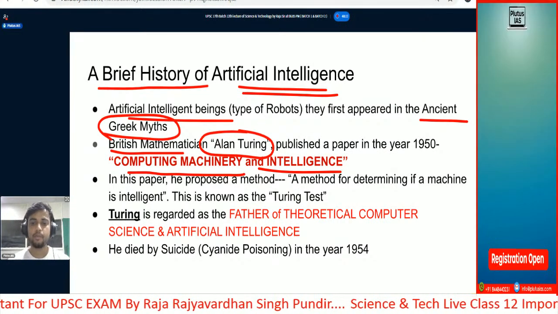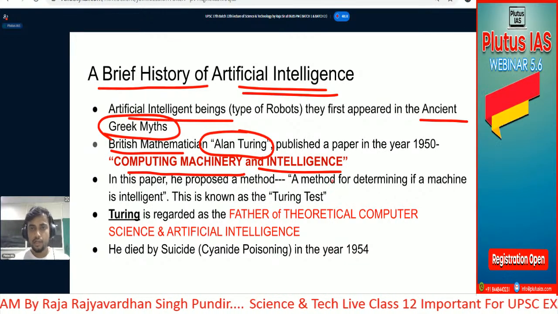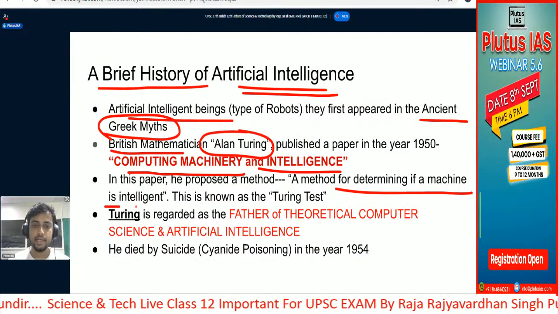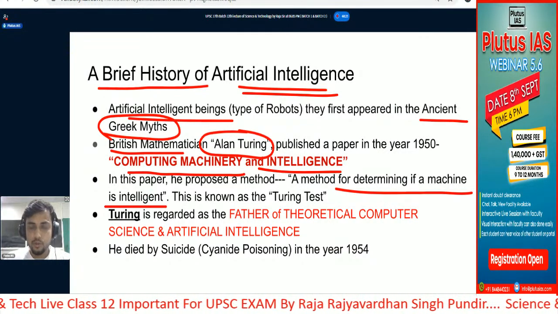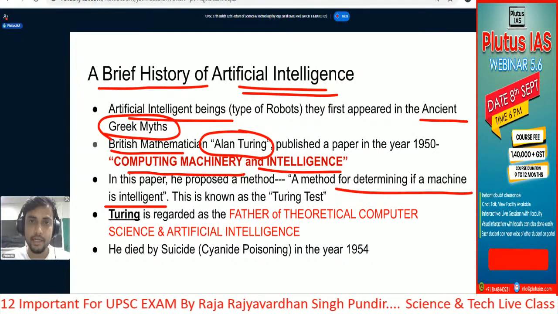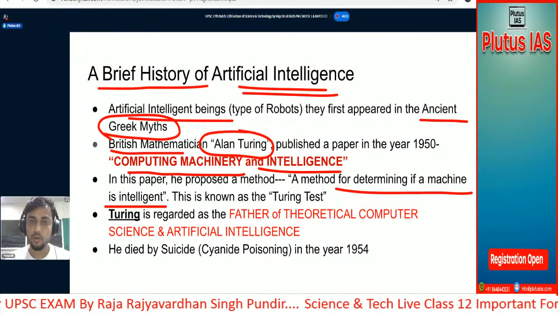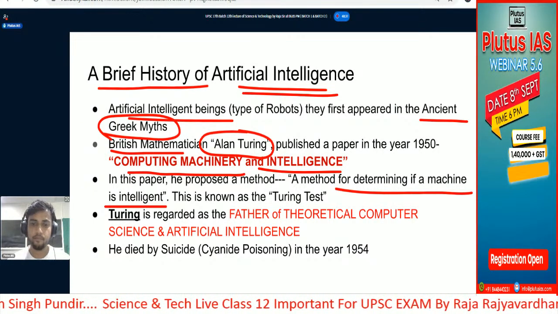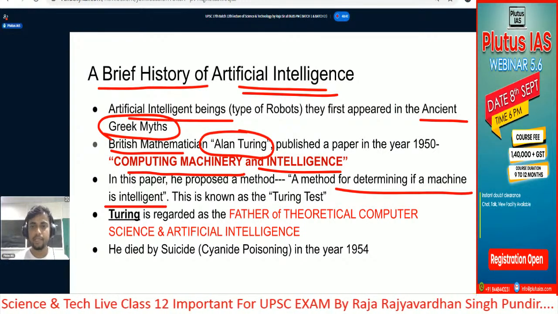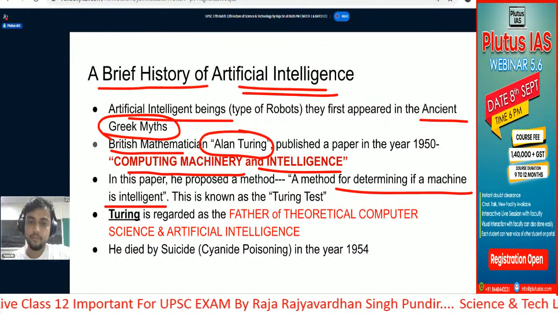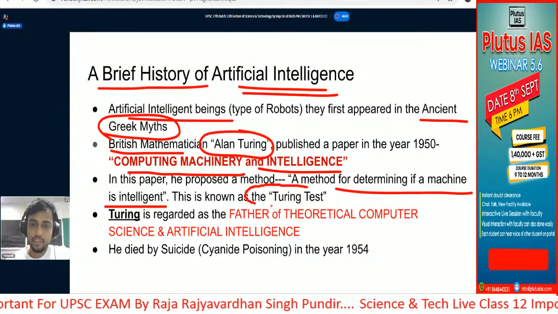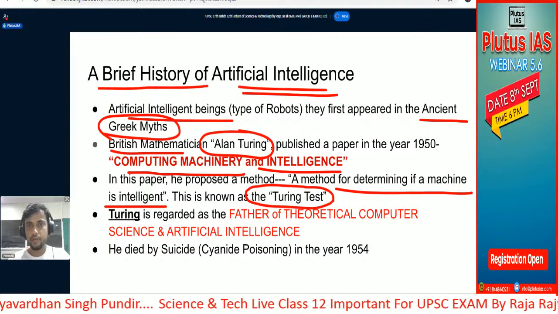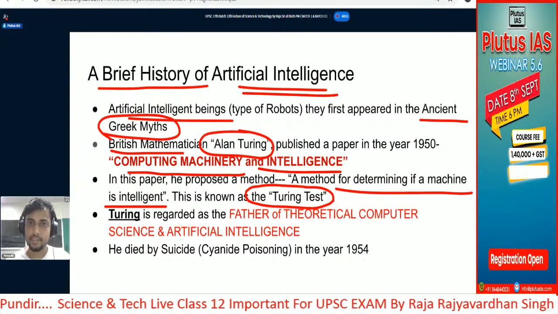In this paper, he proposed a test, a method for determining if a machine is intelligent. The word intelligent is very subjective. We can even call a calculator intelligent. So he proposed a method to determine if a machine is intelligent, and in the artificial intelligence literature, this test is known as the Turing test. We will not go into the details of what this Turing test is.